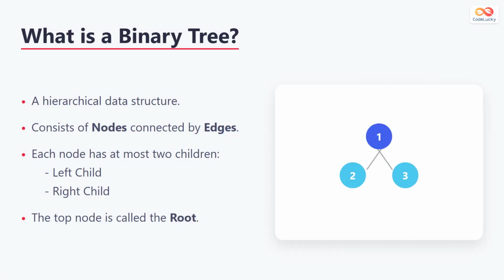Before we dive into the solution, let's quickly recap what a binary tree is. It is a hierarchical structure made up of nodes connected by edges. Each node contains a value and can have at most two children, a left child and a right child. The topmost node is known as the root.